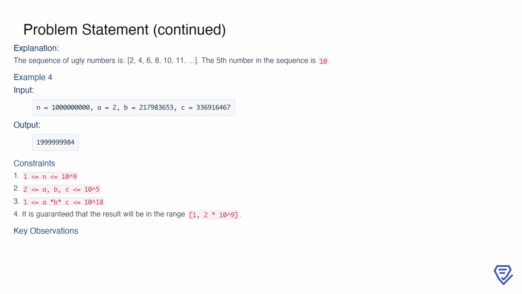In the final example, where n equals 10000000000, a equals 2, b equals 217983653, and c equals 336916467, the output is 19999999984. This demonstrates the challenge of efficiently handling very large input sizes while ensuring accuracy.